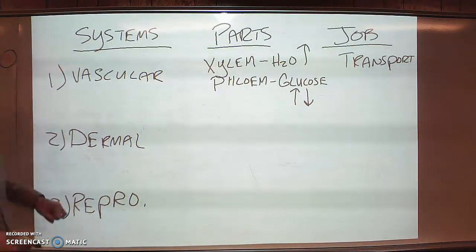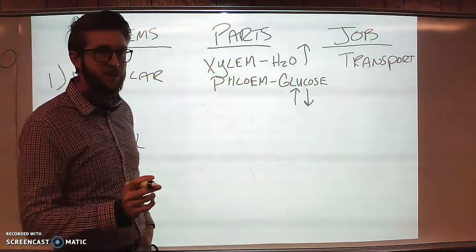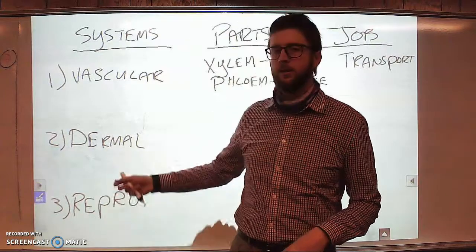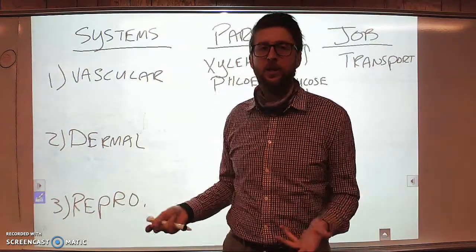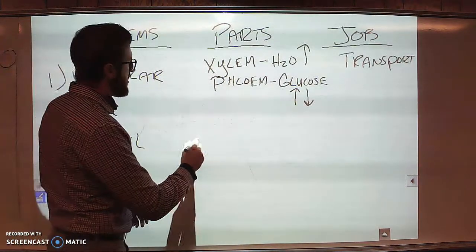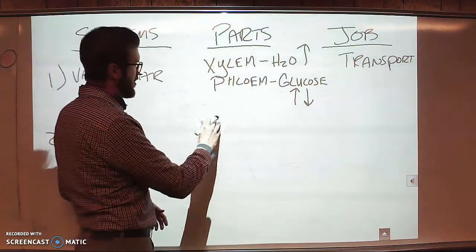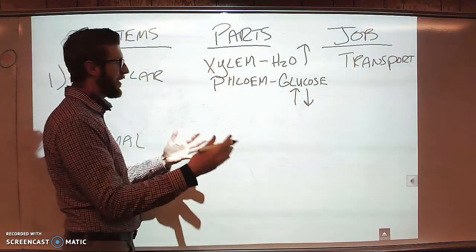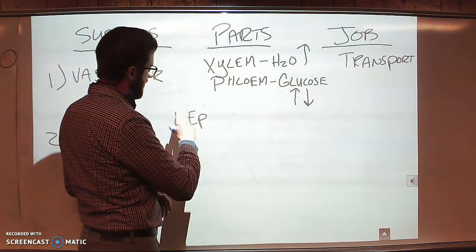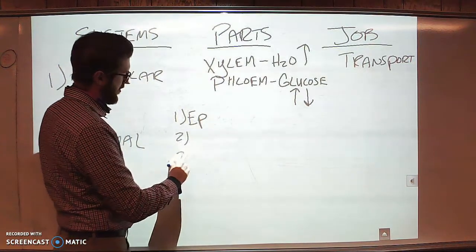Okay, number two. The dermal system. So dermal means skin. That word derm means skin. That's why a dermatologist is a skin doctor, because that word derm, that's what that means. Okay? So this is like the skin of the plant. So the parts of the plant that act like the skin, there's actually three of them. I'll list them out here. 1, 2, and 3 parts.